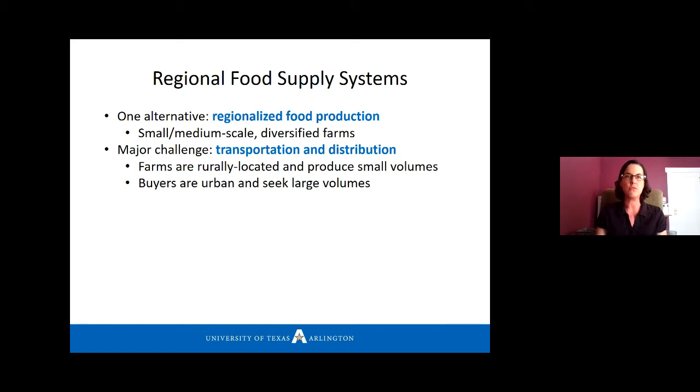There's a lot of challenges that regional food supply systems face, and the one that I'm most interested in, and the one that I think is possibly one of the biggest challenges, is transportation and distribution. So if you have a regionalized food production system, that's great. It's very decentralized, like I said, many advantages, but you have all these small and medium scale farms all over the place, and they're typically rurally located, and yet your demand centers are urban. And so then the question is how do we get all these small volumes of food from small scale farms, scattered all over the place, to our big demand centers?